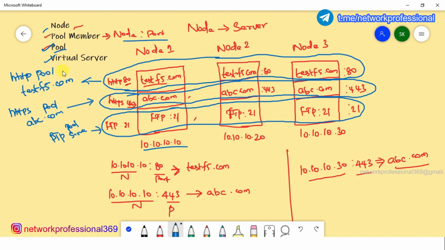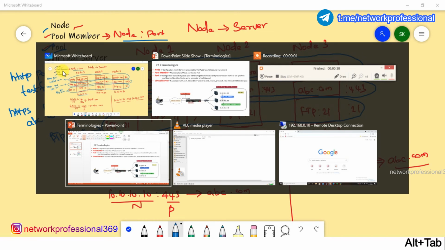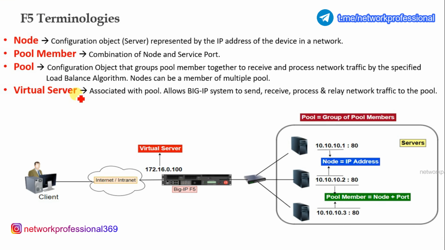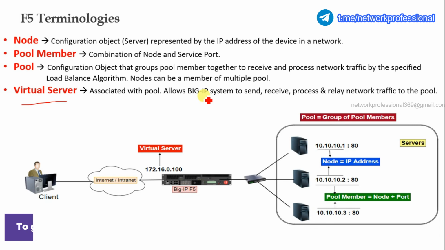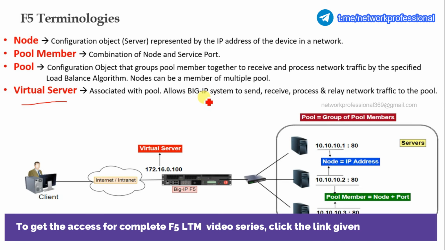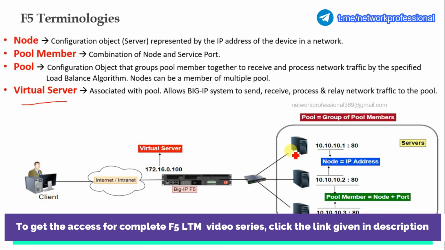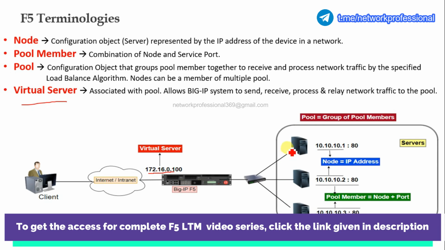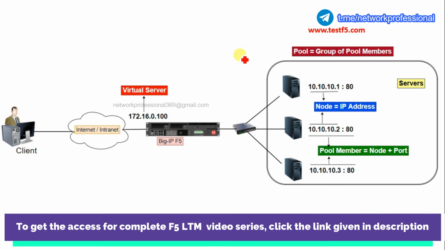So the last one is the virtual server. By definition, a virtual server is associated with a pool and allows the BIG-IP system to send, receive, process, and relay network traffic to the pool. Which means, in simple terms, a virtual server is a kind of proxy to the actual physical or application server. Okay, let's see this with an example.